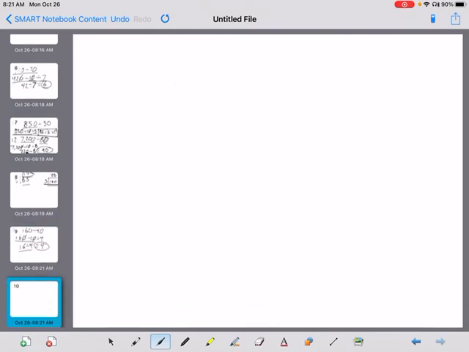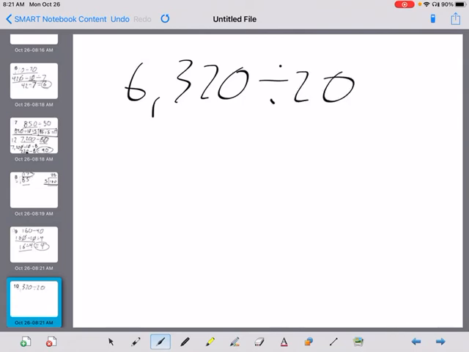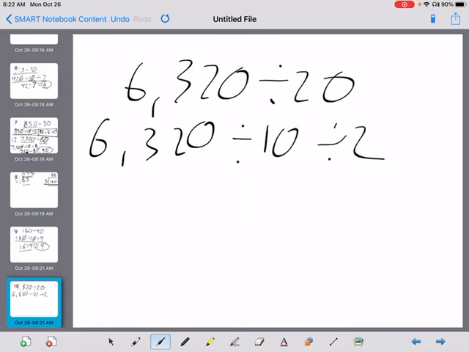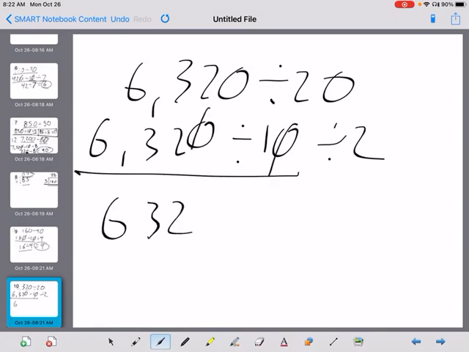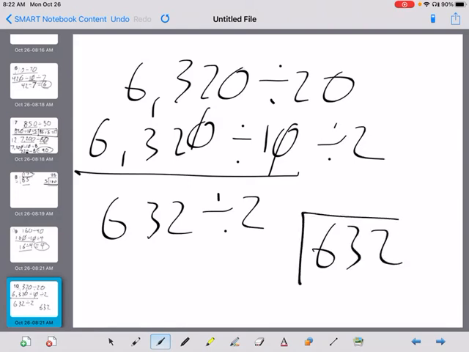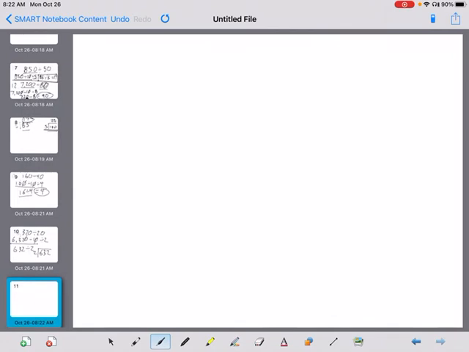And last one, 15, 6,320 divided by 20. So that's 6,320 divided by 10 divided by 2. For this first one, I cancel out one of those zeros for each one, so I've got 632 divided by 2. I'm going to do that in a new one. That's too big for this section here. 632 divided by 2. 2 goes into 6.